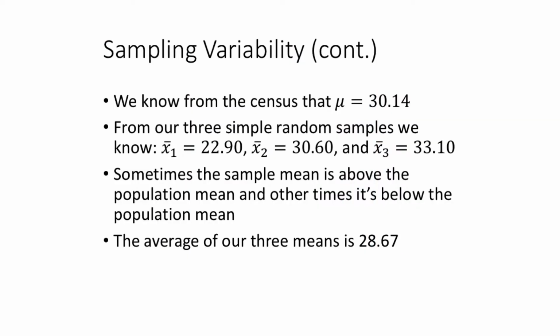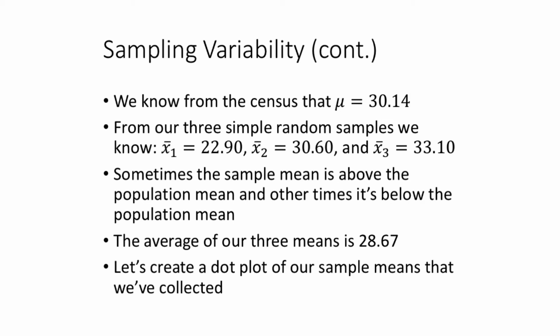mean. But if you notice, if you take the average of these three sample means, the average of 22.9, 30.6, and 33.1, you take those three sample means and divide by 3, you get 28.67 years, which is pretty close to that population mean of 30.14.